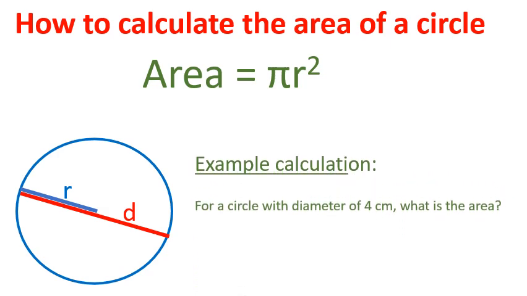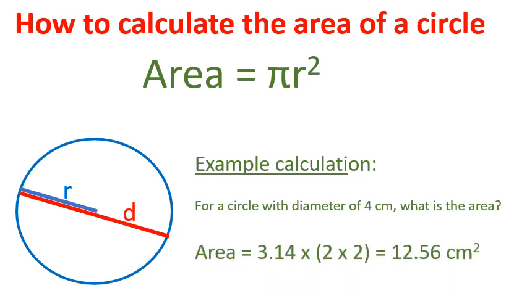So let's do an example calculation. For a circle with a diameter of 4 centimeters, what is the area? Well, the area is pi r squared. So the area is 3.14, which is pi, times the radius squared. If the diameter was 4, then the radius is half of that, or 2.